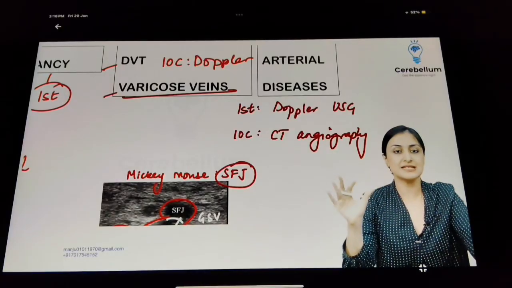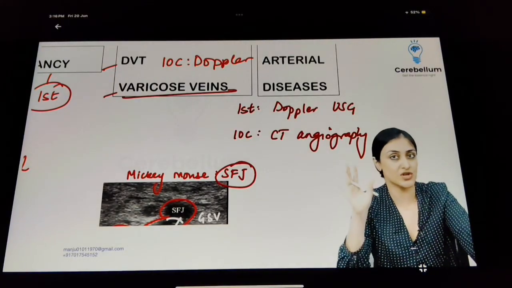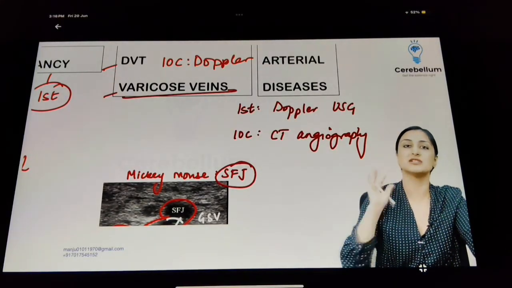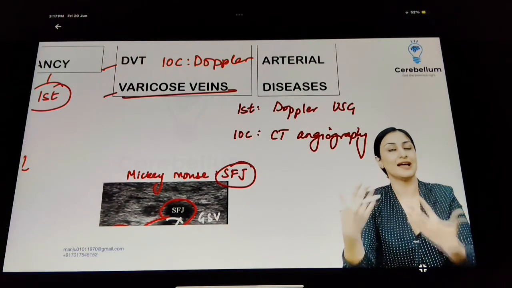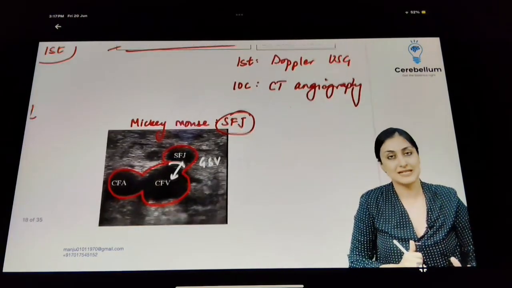CT angiography is just a CT where I time the scan such that the vessels have the maximum contrast. That is all it means. So now I'm going to evaluate the vessels in 3-dimensional view very nicely. I can see calcification. I can see the exact length of narrowing and everything. So that's why CT angiography is the best.